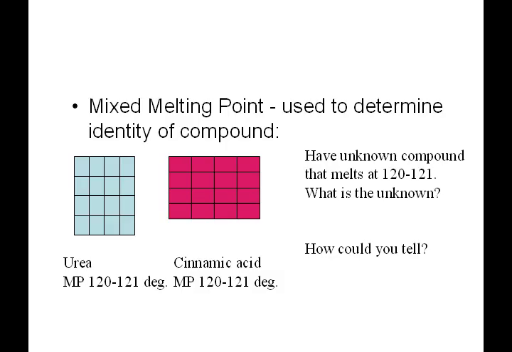The mixed melting point method is a simple way to help you determine an unknown. If you have an unknown compound and you've measured its melting point and you've determined that it's 120 to 121 degrees centigrade, and you want to find out what it is, well, what you can do is mix another compound in to the solid. You want to mix things very, very thoroughly, and you see in the literature, for instance, that urea has the same melting range. Cinnamic acid has the same melting range as your unknown.